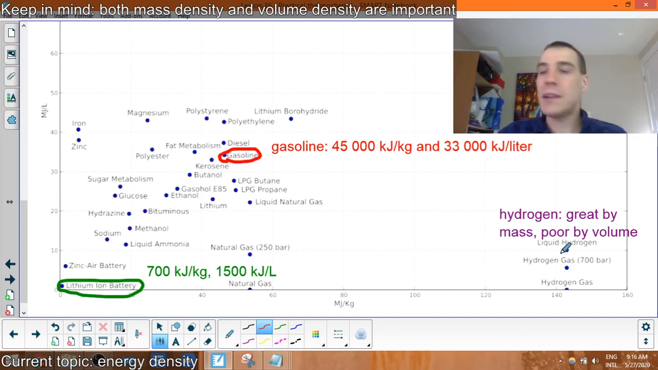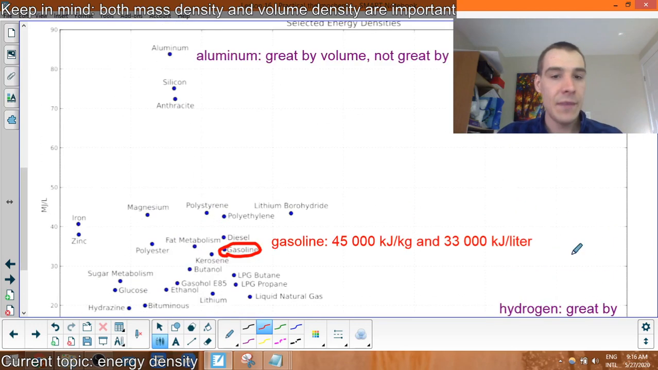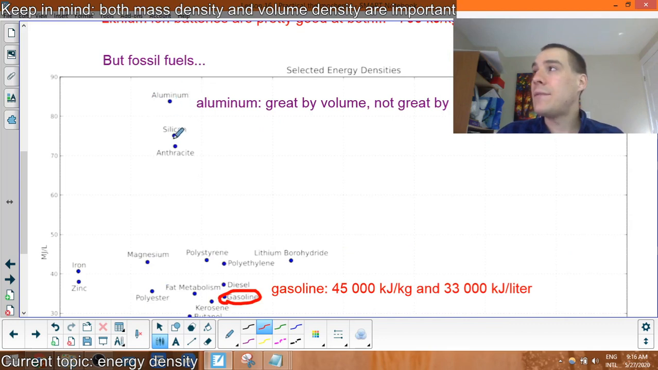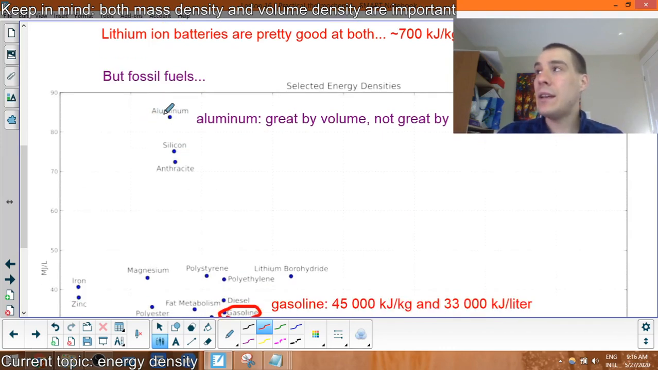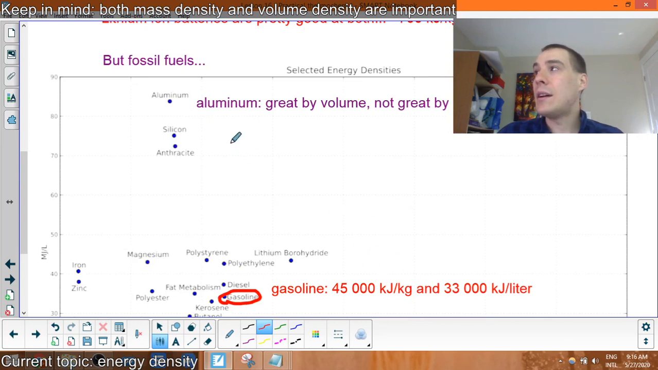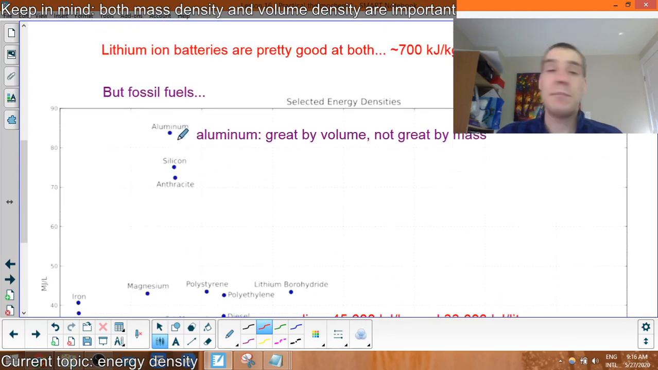But this does work for rockets. Rockets want to be very mass efficient, right? They have to take off and go up into space. So there are hydrogen rockets, and they tend to be the most efficient rockets. On the other side, we have things that have very good volume density, like aluminum, silicon, and anthracite. Aluminum in particular is extremely good by volume, right? 85,000 per liter. So almost 3 times better than gasoline per volume. But really not great by mass.